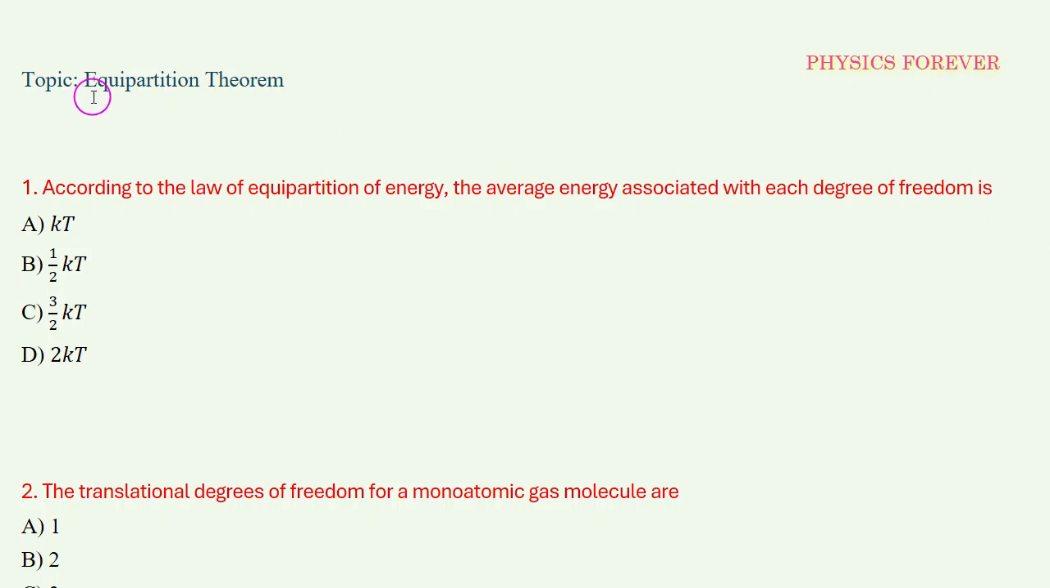So today's topic is the equipartition theorem, from unit 5, thermodynamics and statistical mechanics. Question 1: according to the law of equipartition of energy, the average energy associated with each degree of freedom is, most important, repeated question, the answer is 1/2 kT. So this is the standard one.